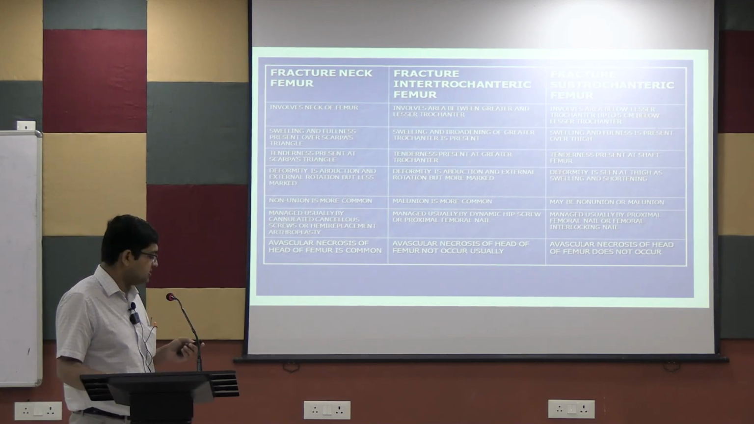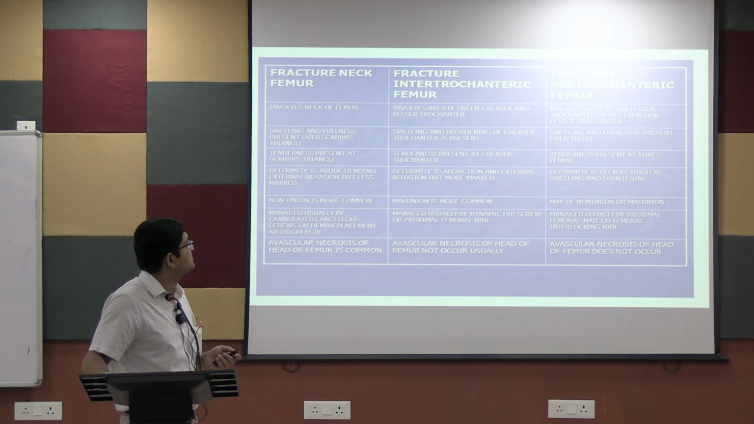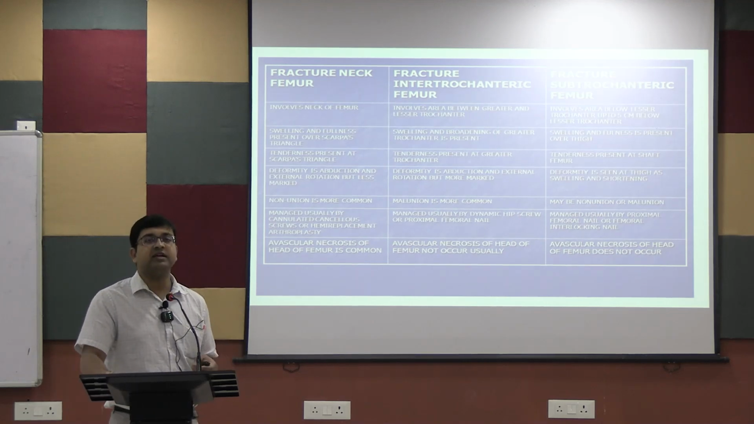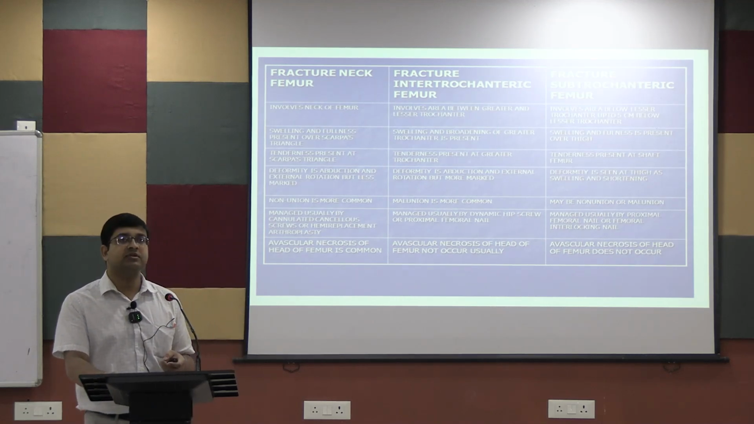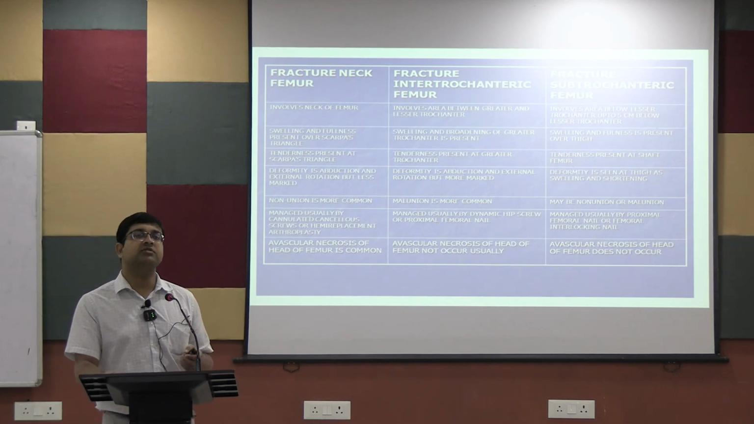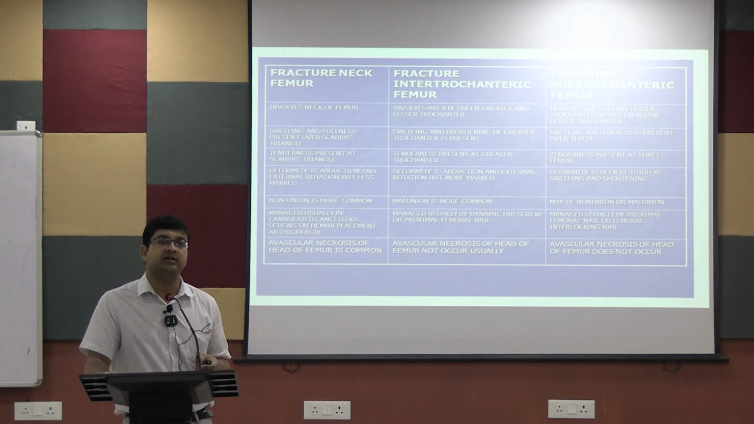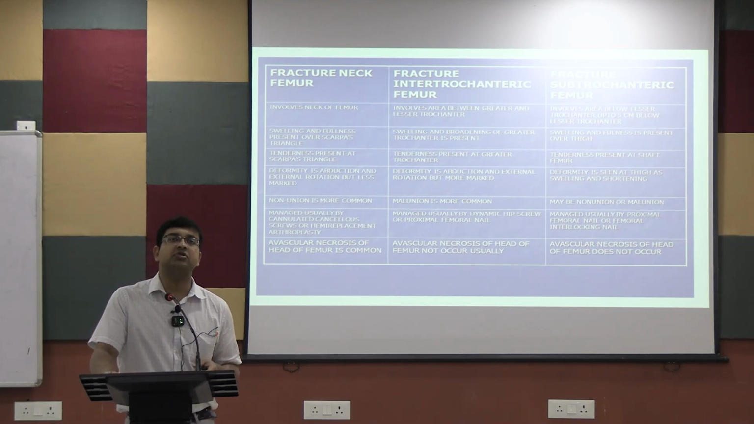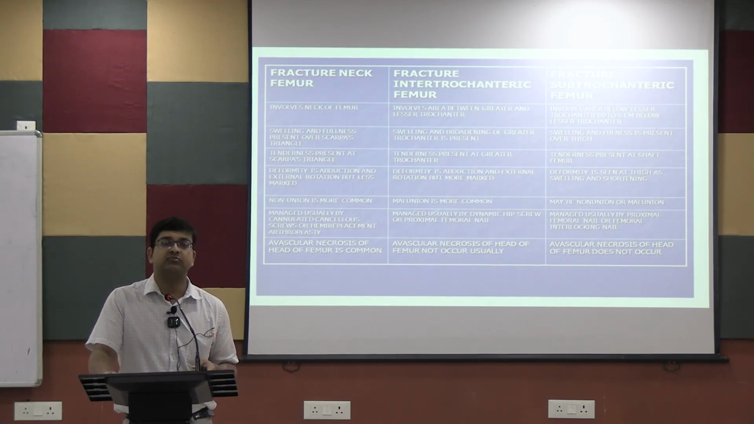Okay, and in neck of femur fracture there will be shortening of the limb. So what will be the shortening? It is usually less than 2 centimeter. But in case of intertrochanteric femur fracture, the shortening will be more. It is more than 2 centimeter.